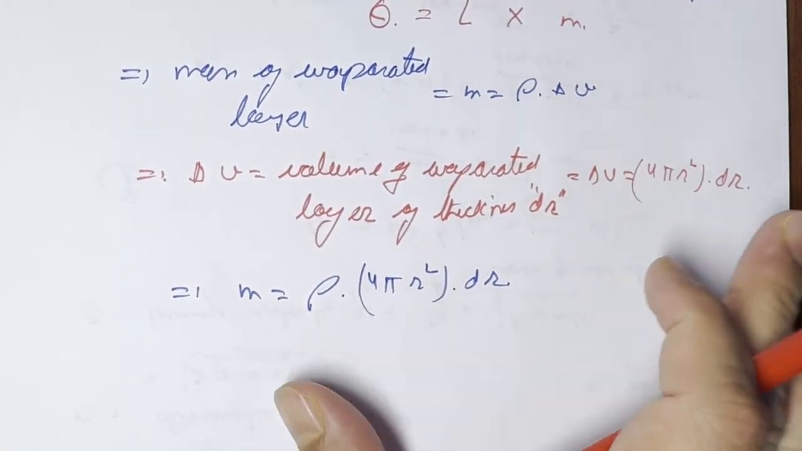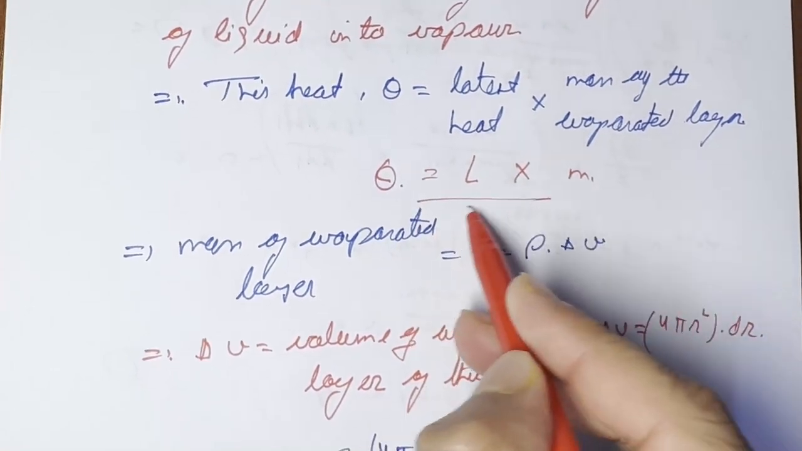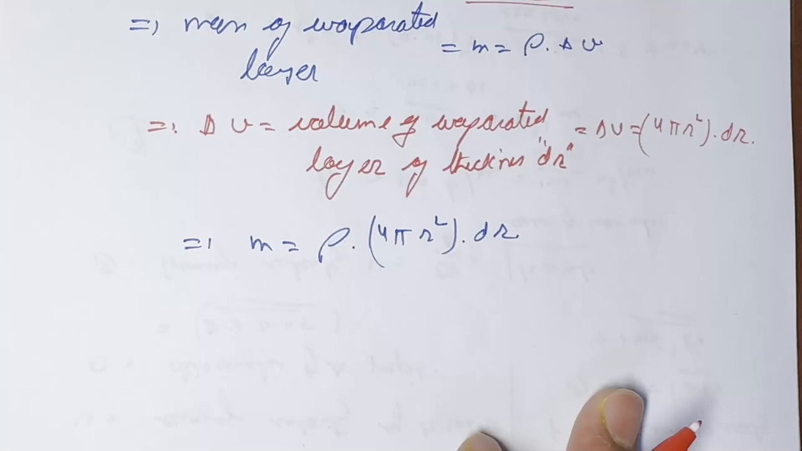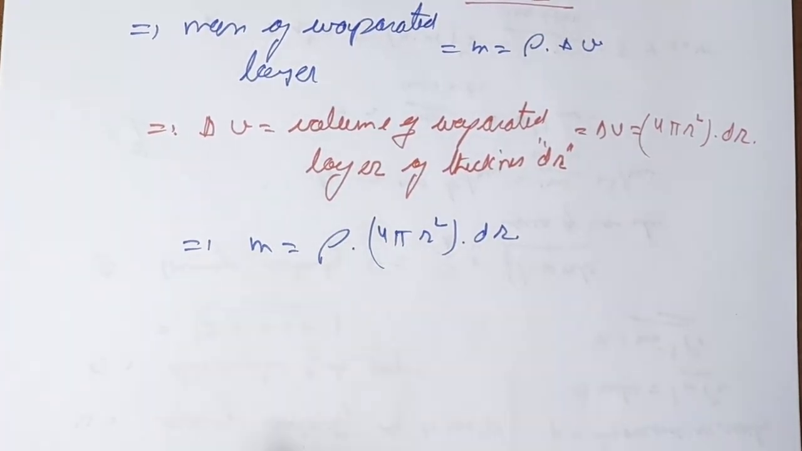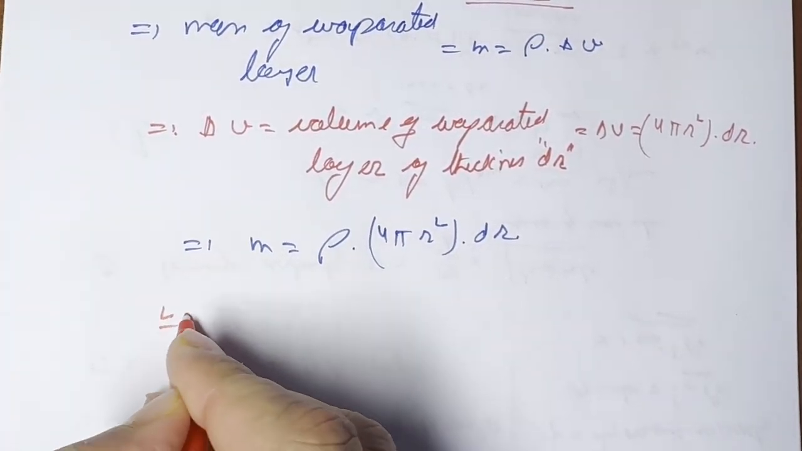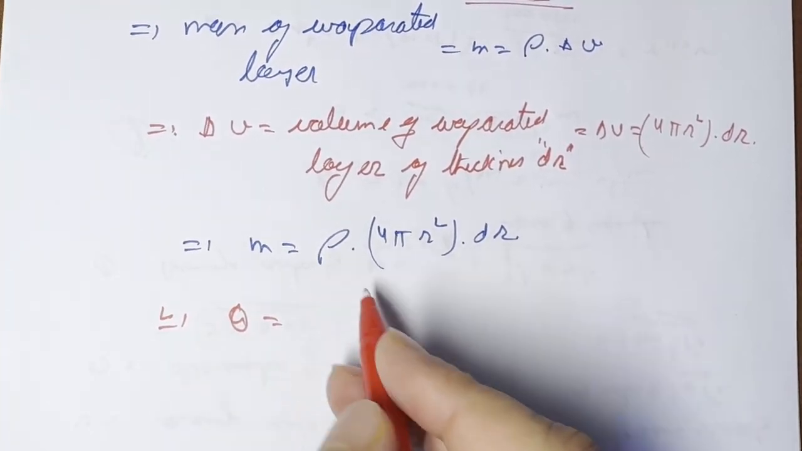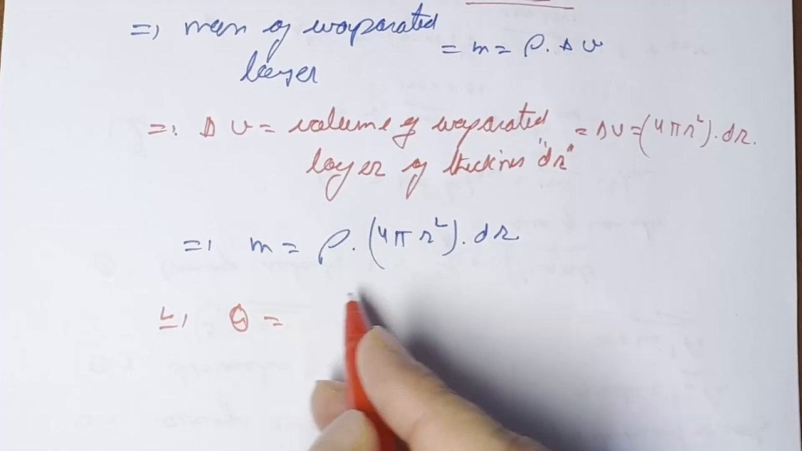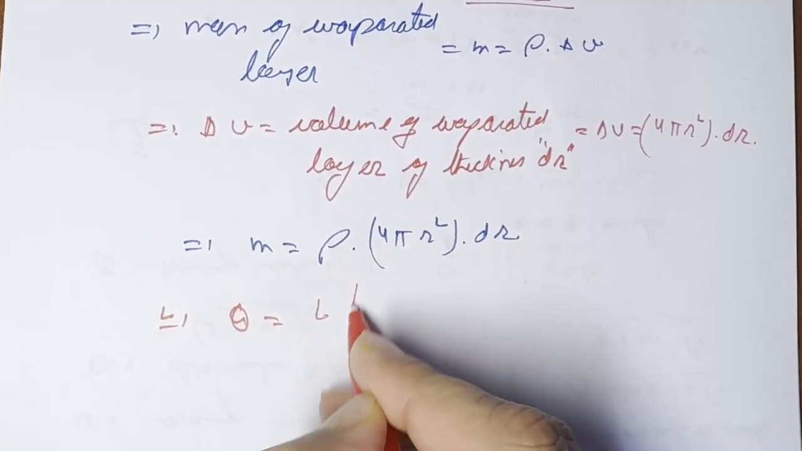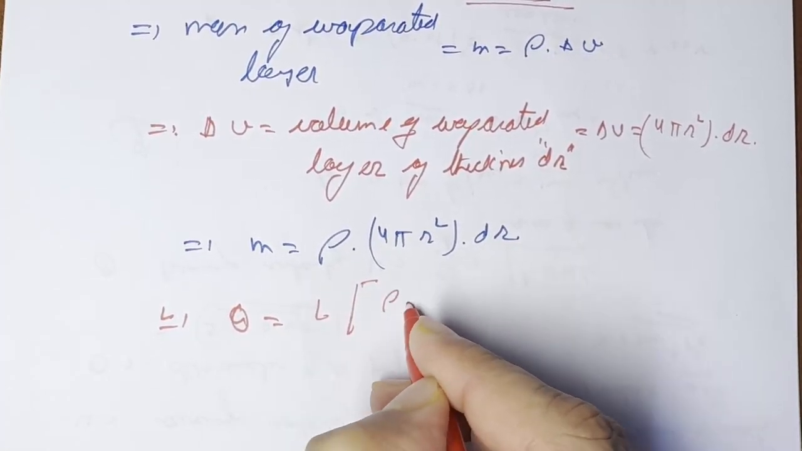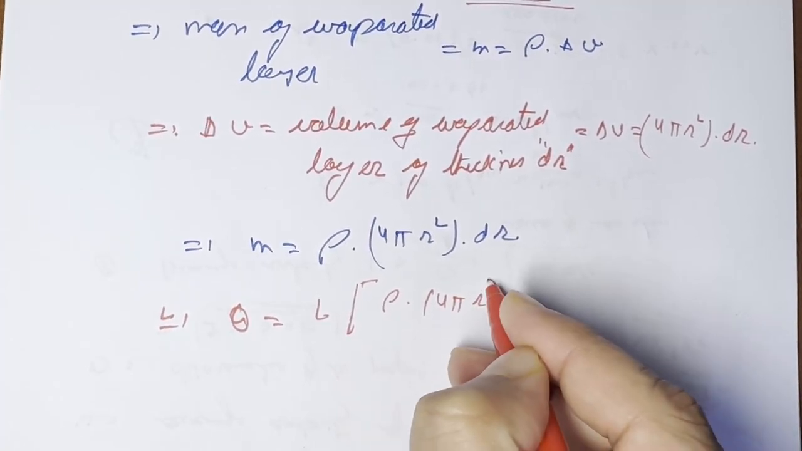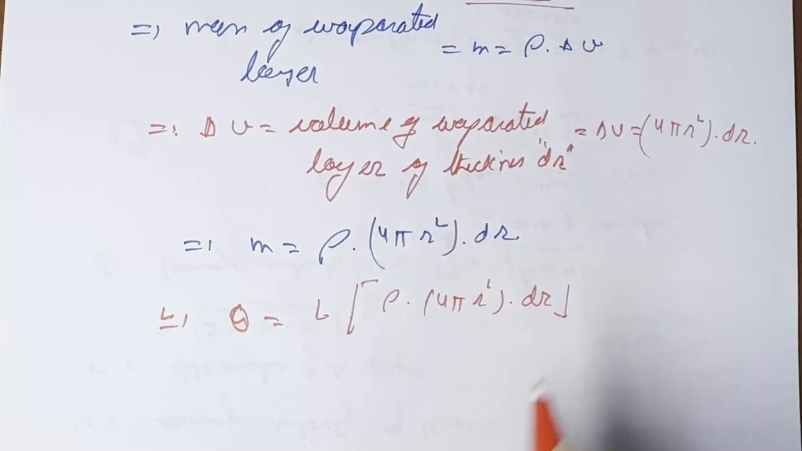Substituting this equation, we can write Q is equal to L multiplied by M, that is, rho 4 pi r square multiplied by dr.